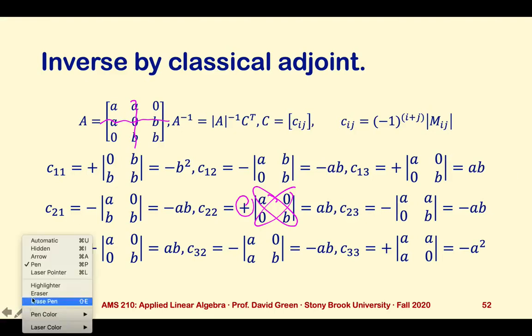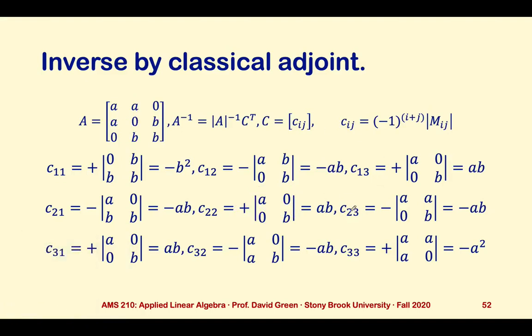For the last term from the third row, 2 plus 3 is 5. So we have a negative number. We delete the third column and the second row, leaving us with AA0B, A times B minus 0 with the negative, negative AB.